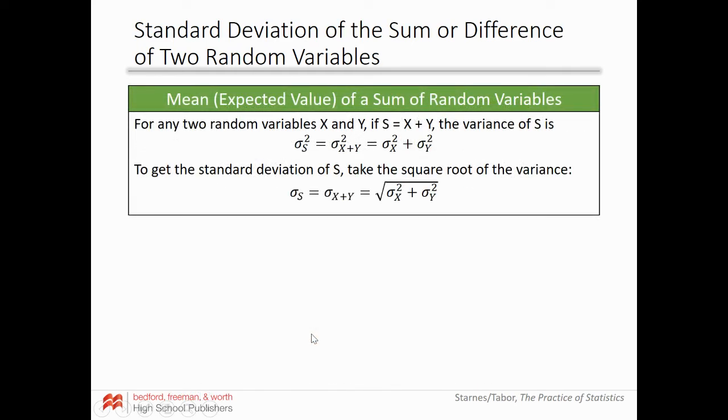So if you are adding and subtracting random variables, remember the means behave how you expect them. You can just add or subtract them. They behave the exact same way. To find the measure of spread, you actually have to add the variances together and then take the square root. You have to add the variances together and then take the square root to get the standard deviation.